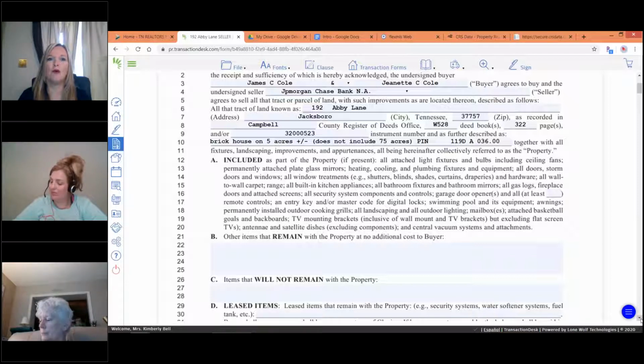I find more and more that people that have framed mirrors in their bathroom are taking them down. That's not how it works. It says it right there. All gas logs, fireplace remote controls, any entry key or master code for digital locks. Now, I don't want just the code to change the garage door code. I want the master code. So if they don't know it, they need to get it.